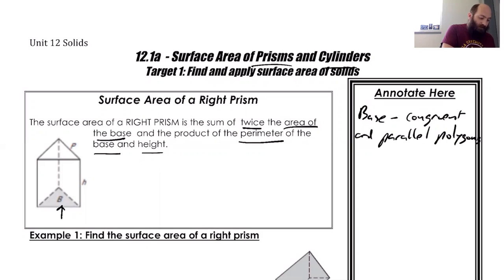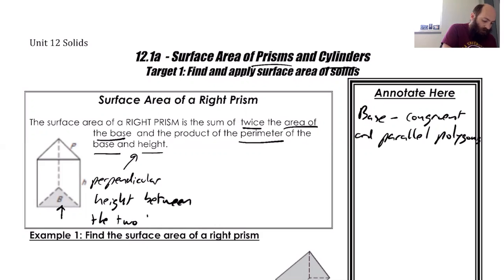Height, just like before, is a perpendicular height. Okay, so in this case, it's the perpendicular height between the two bases.